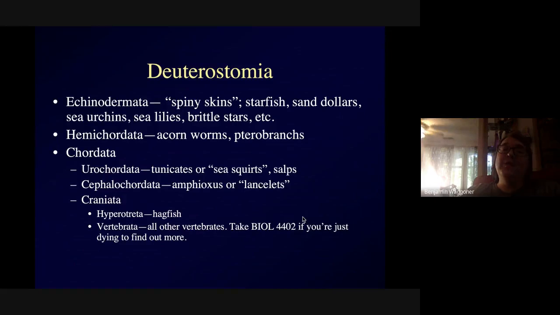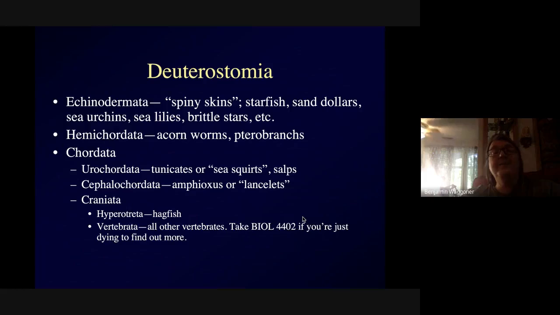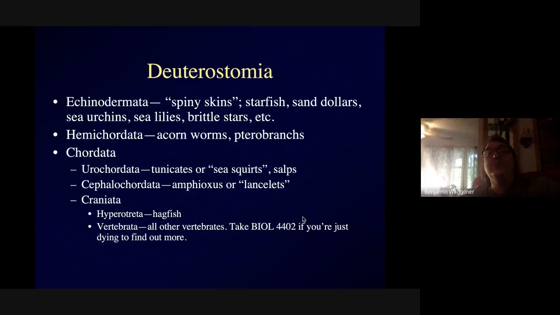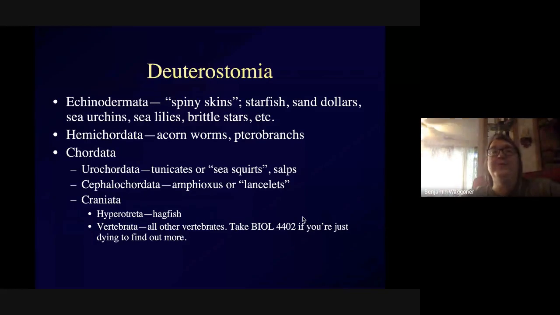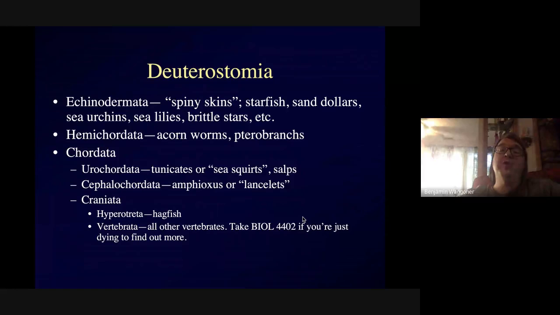Deuterostomia, there's only three major phyla in the deuterostomes. Echinodermata, Greek for spiny skins. The most famous ones are starfish, sand dollars, sea urchins, sea lilies, brittle stars, sea cucumbers. Very diverse phylum in marine environments, although there aren't any in freshwater. The phylum Hemichordata is acorn worms and a very obscure group called the terebranchs. We'll talk about those later.